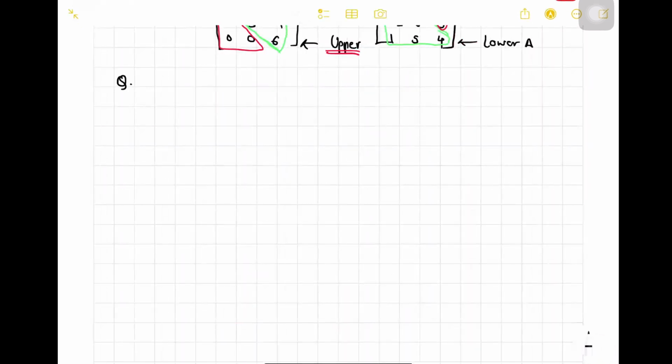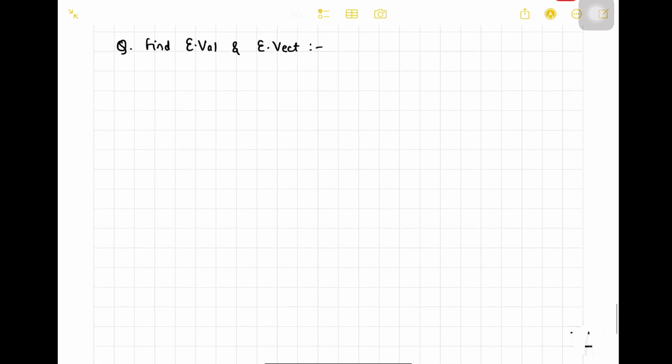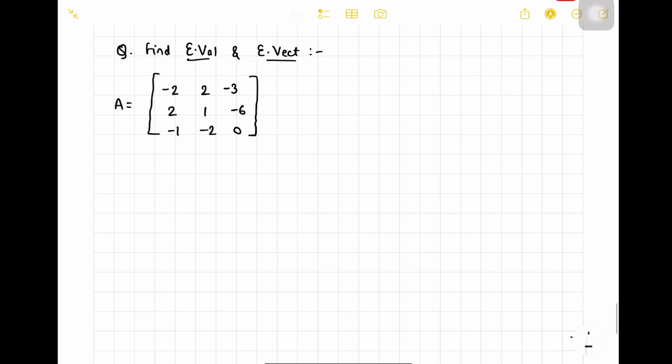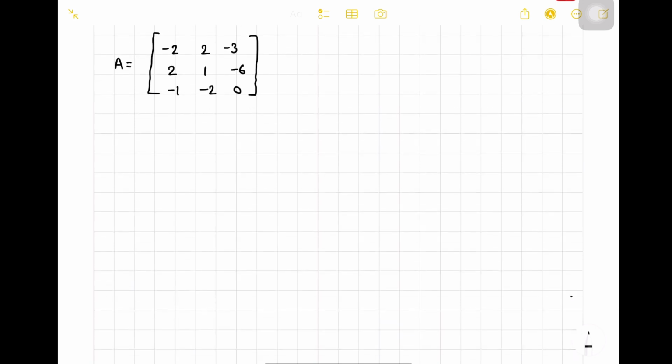So the question is, find eigenvalues and eigenvectors of the following matrix. And the matrix is minus 2, 2, minus 3, 2, 1, minus 6, minus 1, minus 2, 0. So this is a 3 by 3 matrix A and we need to find the eigenvalues and eigenvectors of this matrix. So first, to find out the eigenvalues, we will use the equation A minus lambda I.